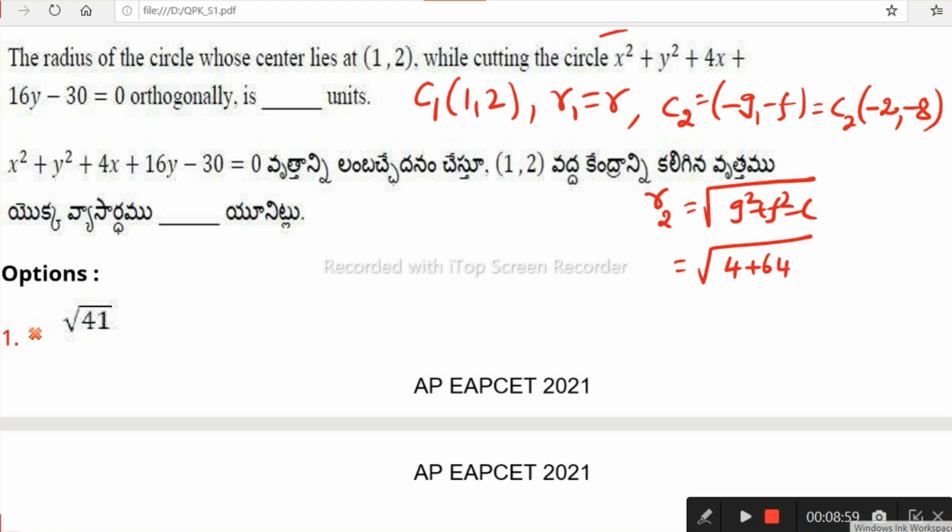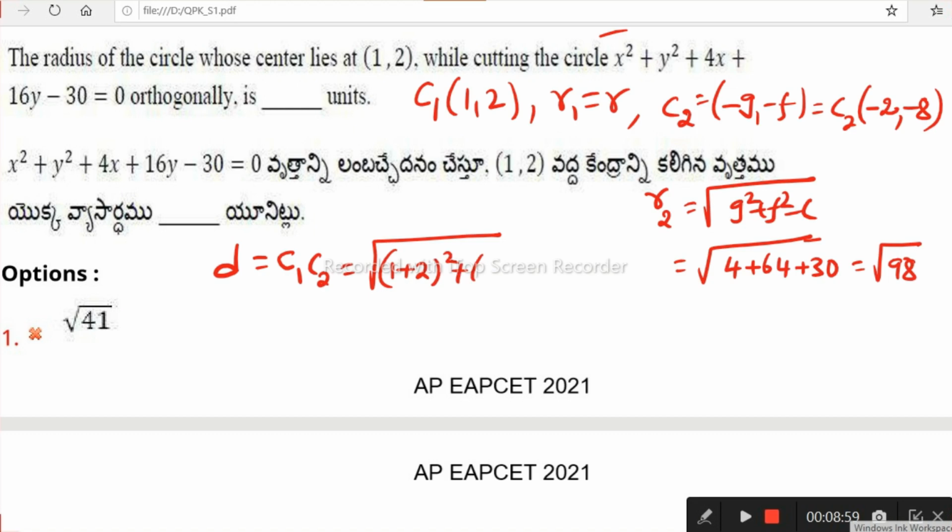C is minus c, that is plus 30. 30 plus 64, this is clearly 98. Okay now, so we have R1, R2, C1, C2. Now we can find the distance between C1 and C2, taken as D. D is the distance between the centers, that is root over x2 minus x1, that is 1 minus minus 2, that is 1 plus 2 whole square, plus y2 minus y1, that is 2 minus minus 8, whole square.